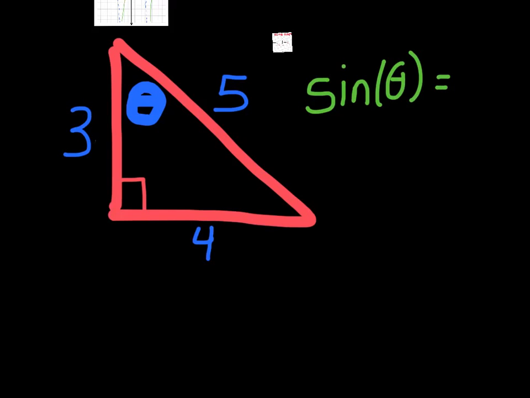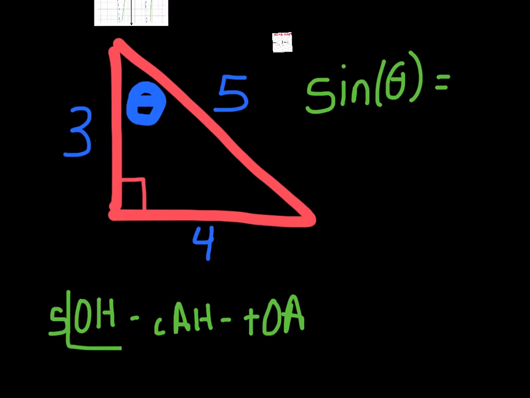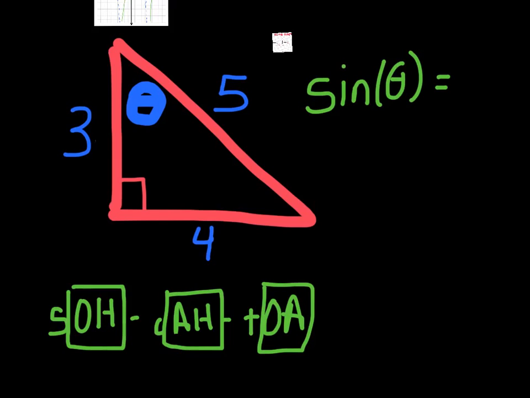So let's remember our acronym. SOH CAH TOA. Okay? This is very important. SOH means opposite over hypotenuse. Well, opposite means opposite the angle. The side opposite to the angle is this side. So that means we would write that as opposite 4 over hypotenuse. We know our hypotenuse is right here. So we write that as 4 over 5.